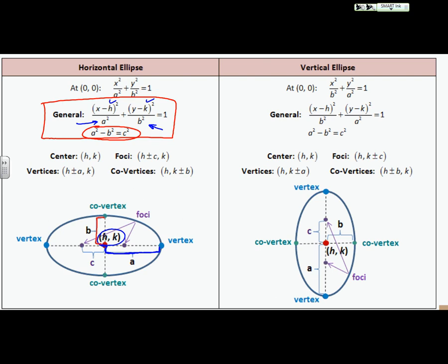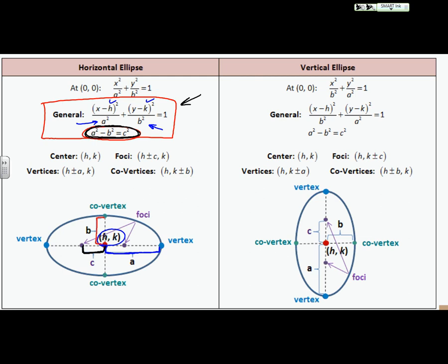c is going to be this distance from the focus to the center, or center to focus. Not really directional this time because I have two of them. So one's going to be plus, one's going to be minus. And since there's not a c up here in my general form, what I have is this extra little formula down here that relates a, b, and c. And so it's going to be a squared minus b squared equals c squared.